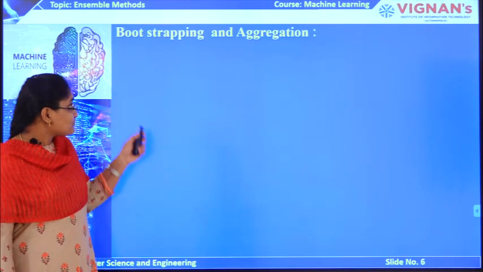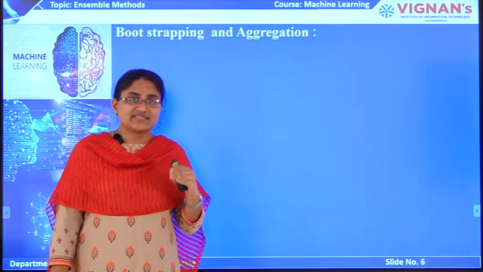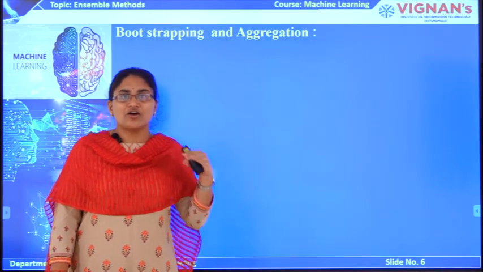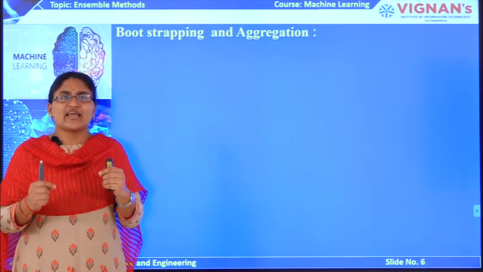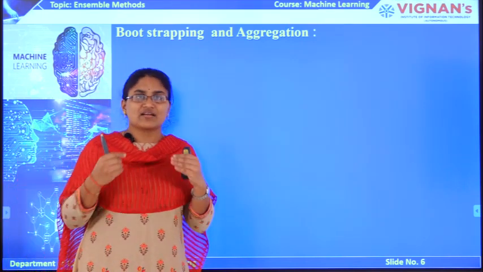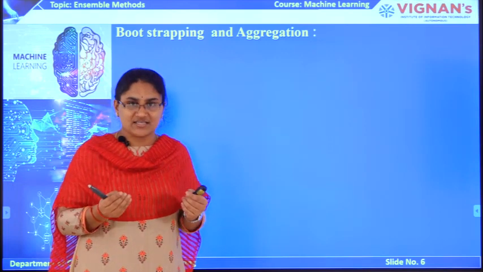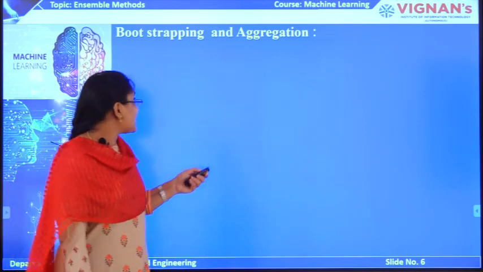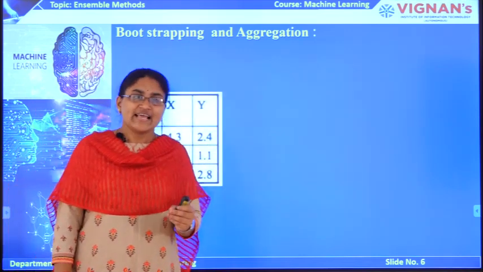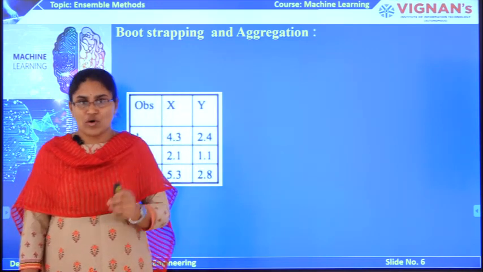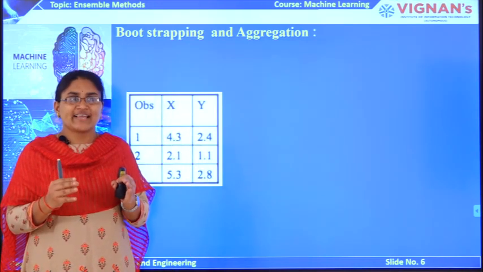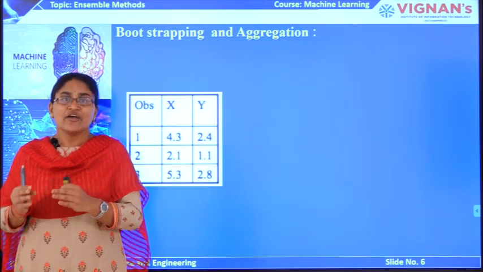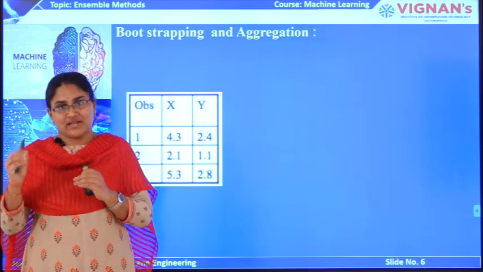Now let's see. Previously we discussed bootstrapping and aggregation methods, which are used in bagging to make one ensemble model. That's why bagging is called bootstrap aggregation. Now here we see individually what bootstrapping is and what aggregation is. Here bootstrapping is a statistical method. By using this, we divide the given data set into a number of subsets with some random samples, using row sampling with replacement.